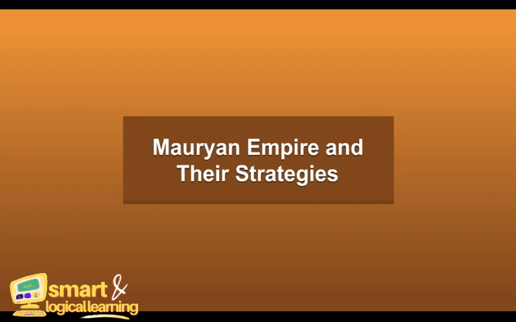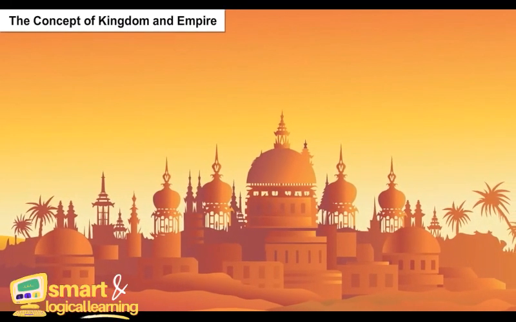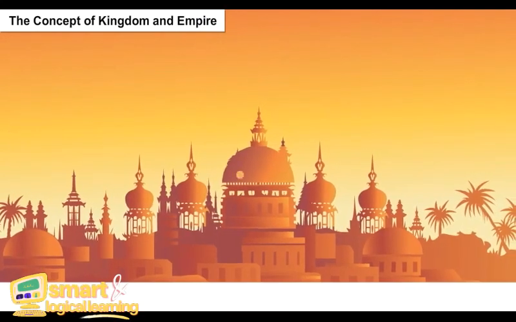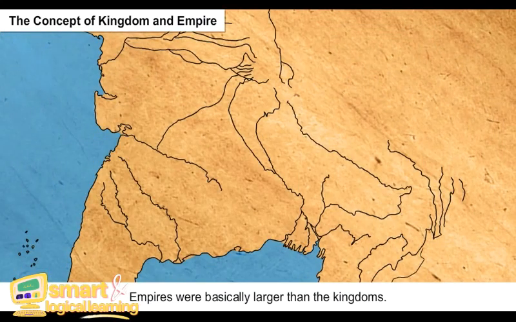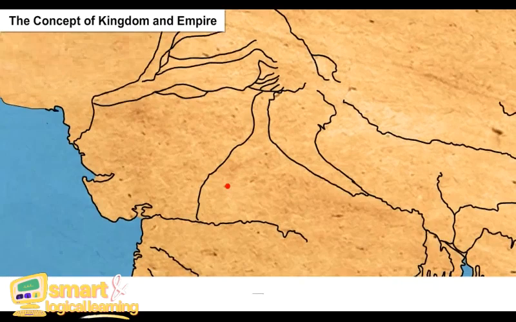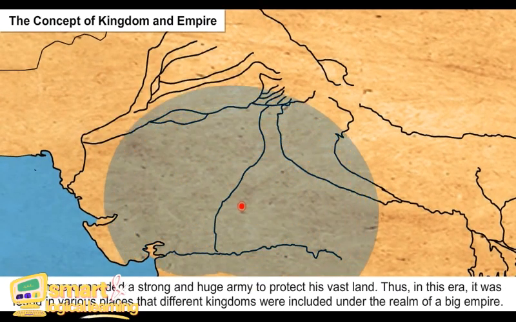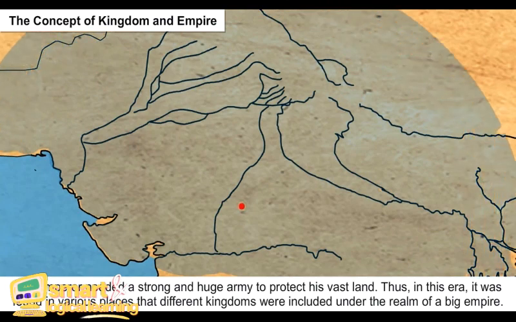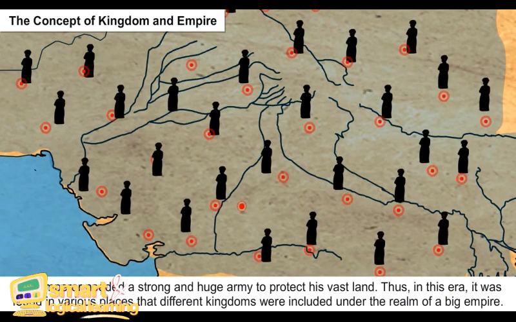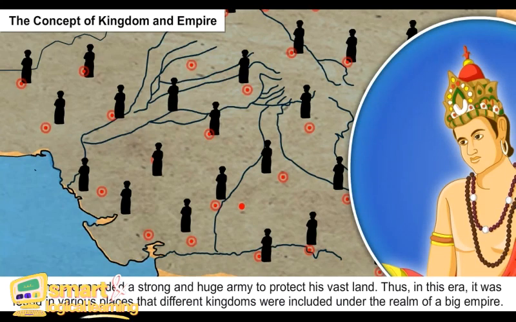Mauryan Empire and their strategies. The concept of kingdom and empire. Empires were basically larger than the kingdoms. The emperors needed a strong and huge army to protect his vast land. Thus, in this era, it was found in various places that different kingdoms were included under the realm of a big empire.